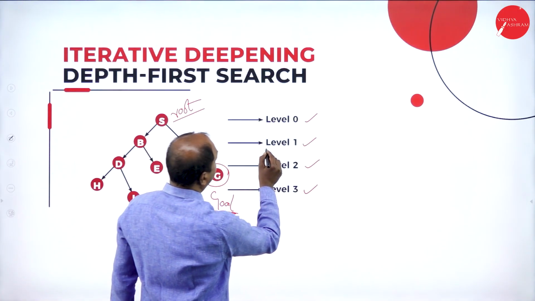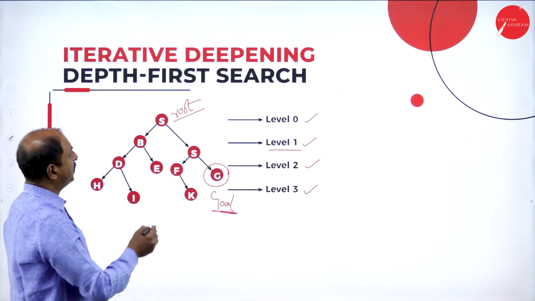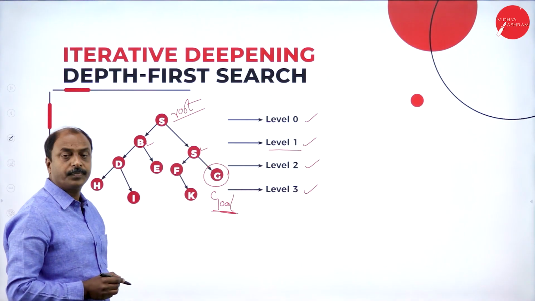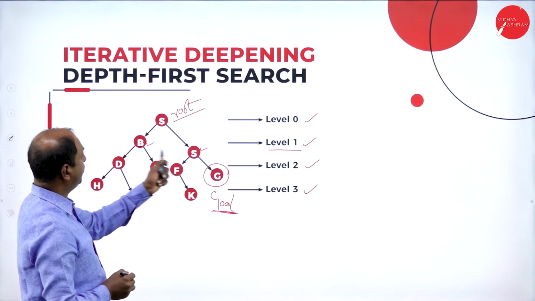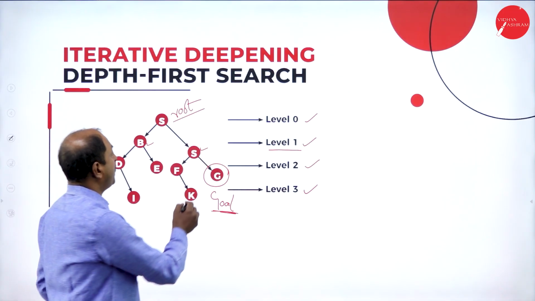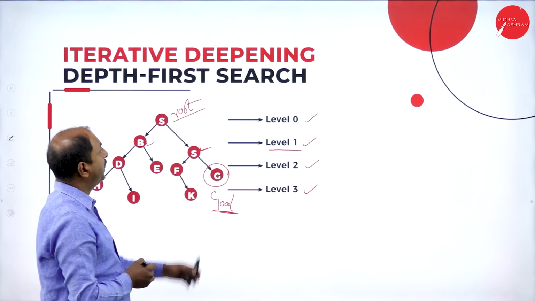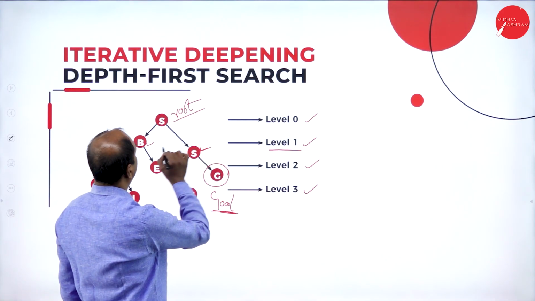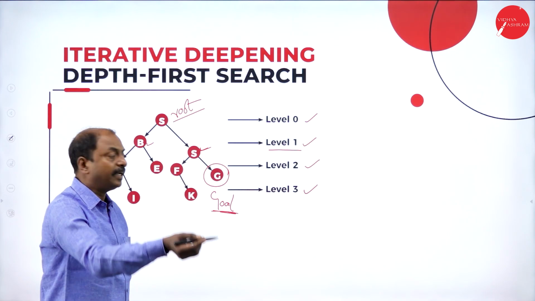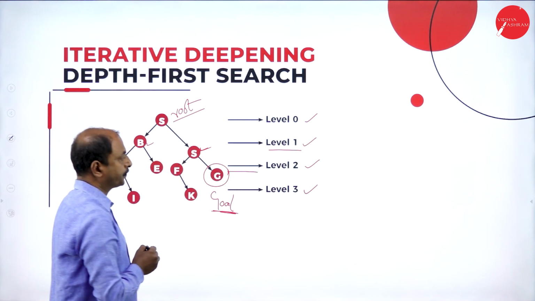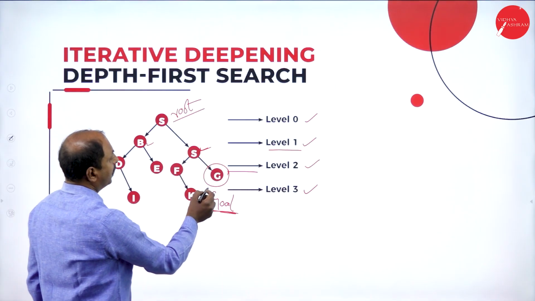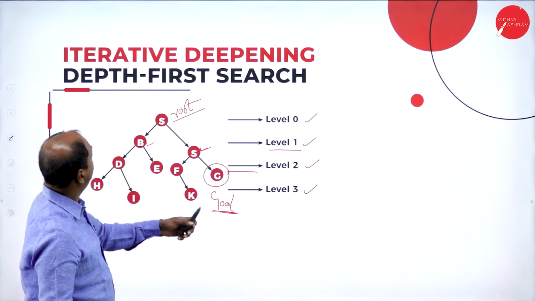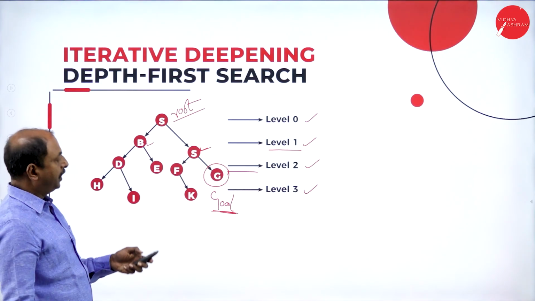So it's going to limit level 1, the next level. In the next level, we have B as well as S. If the goal node is found in this level, the algorithm exits from that point. Suppose the goal node is not found even at level 1, it increases the limit to level 2. Once at level 2, the goal node is available, so it's going to reach the goal. That is the definition of iterative deepening depth first search.